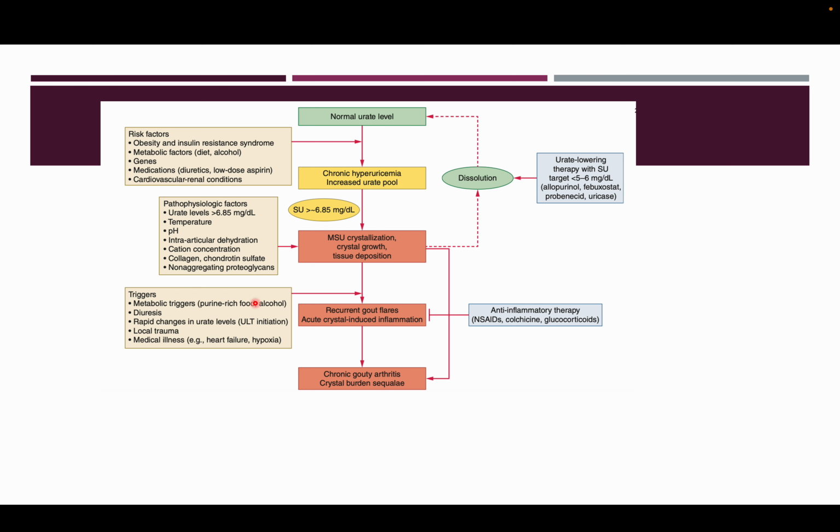So that is how you manage. Triggers are purine-rich food, alcohol, diuretics, rapid change in urate level, any trauma, any heart failure. Any systemic infection can also be a trigger for gout. So urate level should be kept less than 5 to 6.